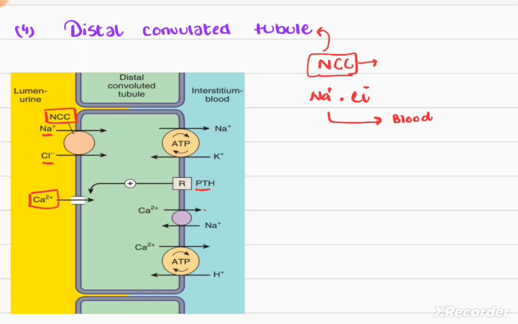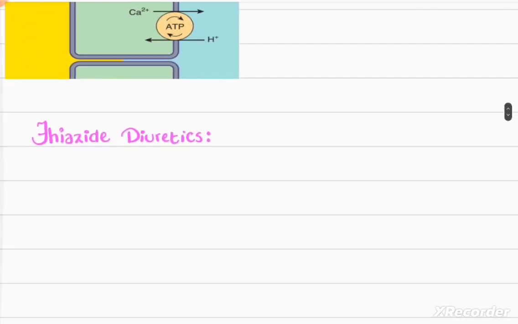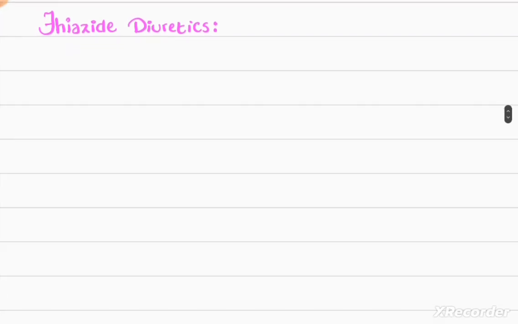So now we have drugs which act on these channels and block this channel, causing a resultant diuresis, because the loss of sodium and chloride is also associated with the loss of water. So the thiazide diuretics, a prototype of these diuretics, is hydrochlorothiazide. This hydrochlorothiazide is also a sulfonamide derivative.